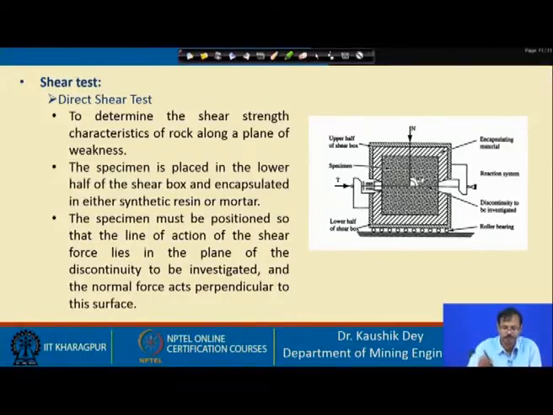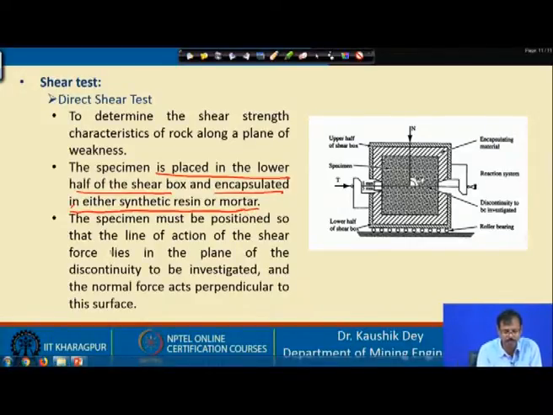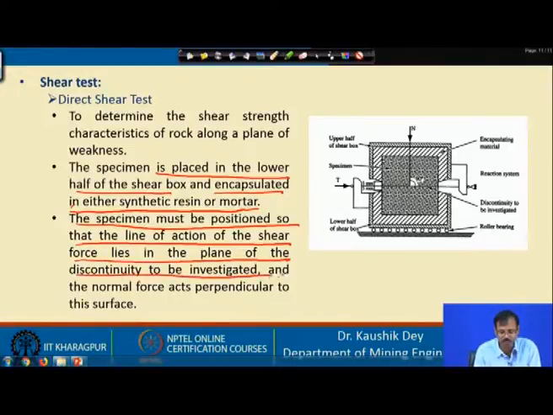In the direct shear test, the shear strength characteristics of rock along the plane of weakness are determined. The specimen is placed in the lower half of the shear box and encapsulated in either synthetic resin or mortar. The specimen must be positioned so that the line of action of the shear force lies in the plane of the discontinuity to be investigated, and the normal force acts perpendicular to this surface.